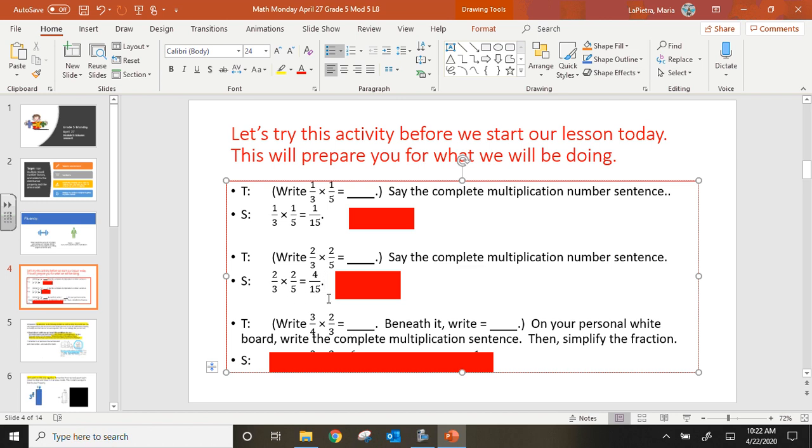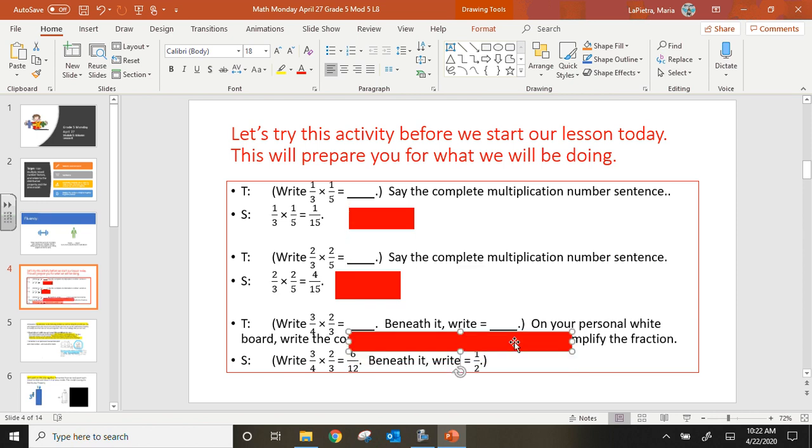And our last one, you're going to write 3/4 times 2/3. All right. And you should have 3/4 times 2/3 equals 1/2 once you reduce, because you get 6/12. 3 times 2 is 6, 4 times 3 is 12, and reduce that. Remember, if the numerator is half of the bottom, you automatically know that you can reduce it to 1/2. Okay.